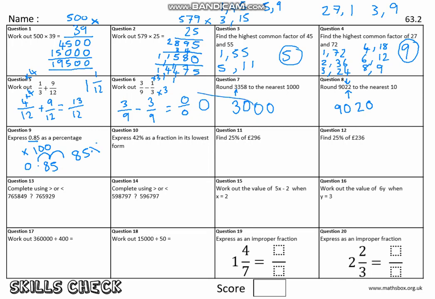Number 10 then. So this says express 42% as a fraction in its lowest form. So when we've got a percentage, they're always out of 100. So we take this number, we take 42, and we put that as the numerator. And then on the bottom, we can just put 100, okay? And that makes it into a fraction. But this question wants the lowest form. So we need to simplify it. So first thing we can do is halve them both, can't we? So we'd get 21 over 50.